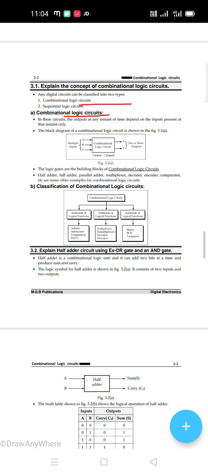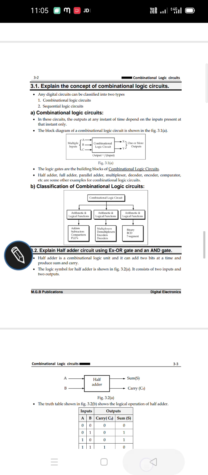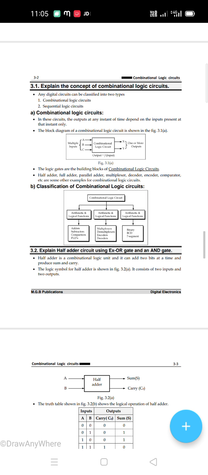If you see this block diagram, we have the inputs a, b, c, and the outputs x and y. The output is a function of the inputs, so the output depends upon the inputs. Examples of combinational logic circuits are half adder, full adder, parallel adder, multiplexer, decoder, encoder, comparator. This is the classification of combinational logic circuits.